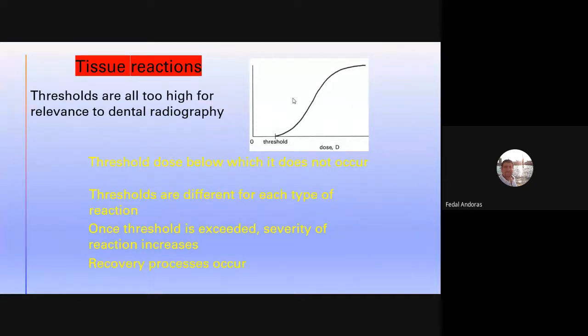Thresholds are too high for relevance in dental radiography. Of course, we say tissue reaction will happen with high doses, high threshold. So all dental machines, periapical, OPG, and even cone beam CT scan, the dose is not high enough to reach this threshold so the tissue reaction starts. But again, we are saying this is not a problem. If tissue reaction does not happen, stochastic will happen, and we will continue with that.